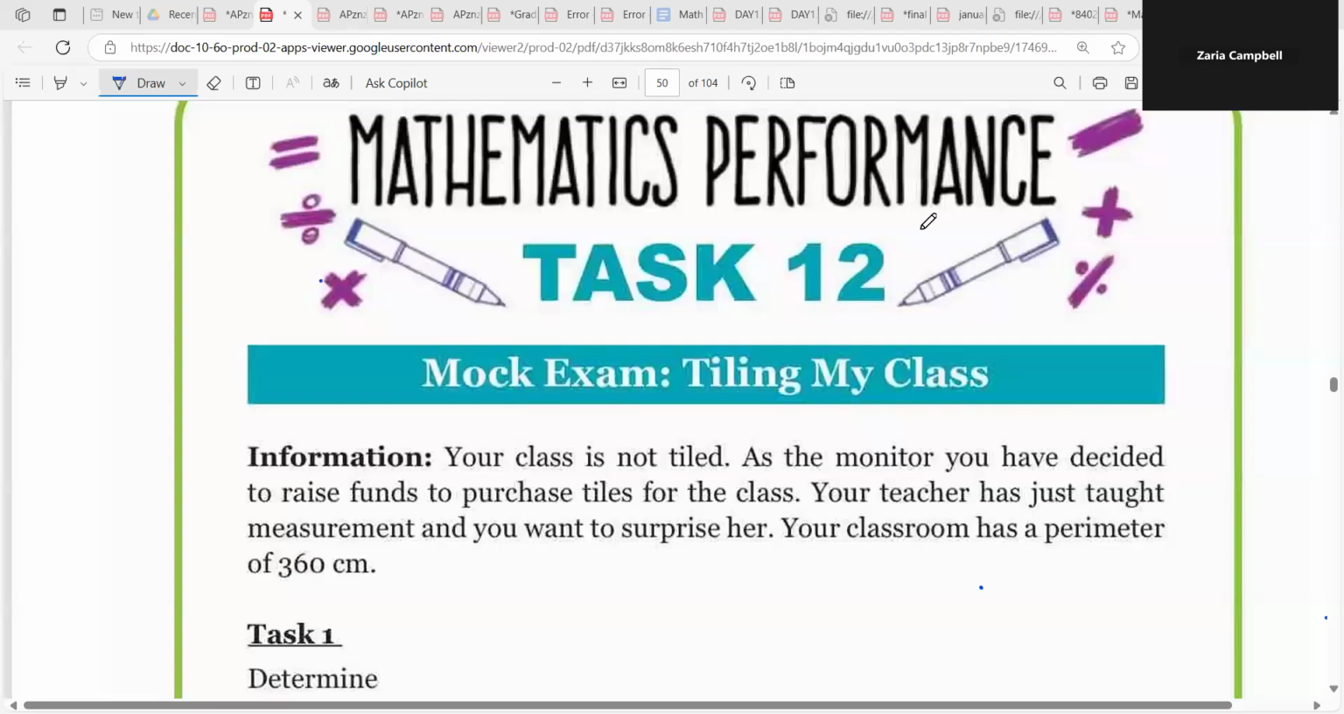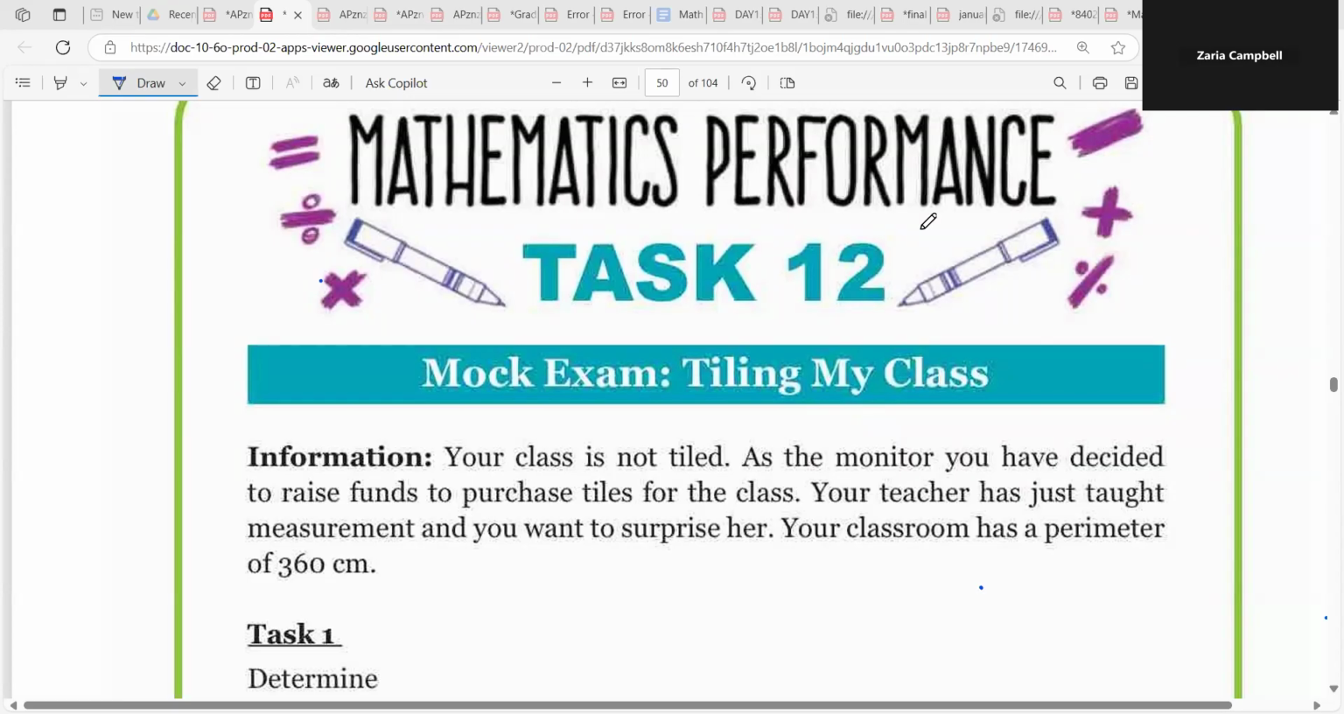Your class is not tiled. As the monitor, you have decided to raise funds to purchase tiles for the class. Your teacher has just taught measurement and you want to surprise her. Your classroom has a perimeter of 360 centimeters.